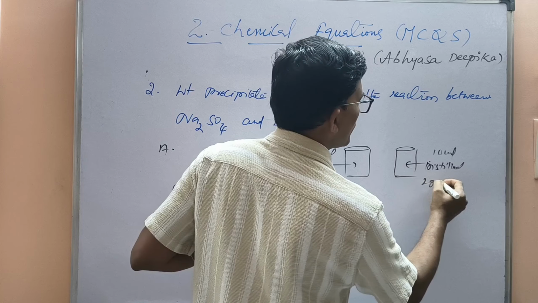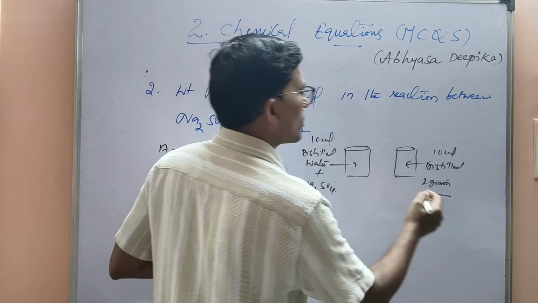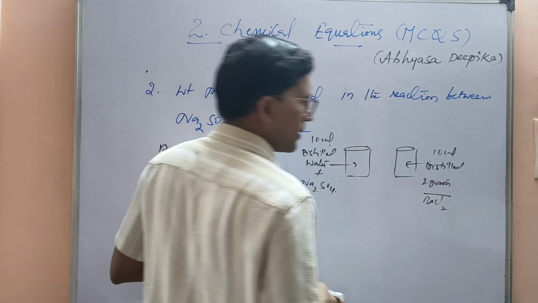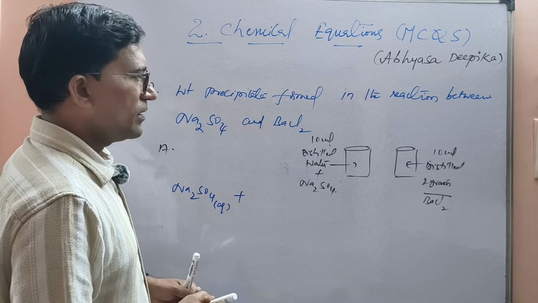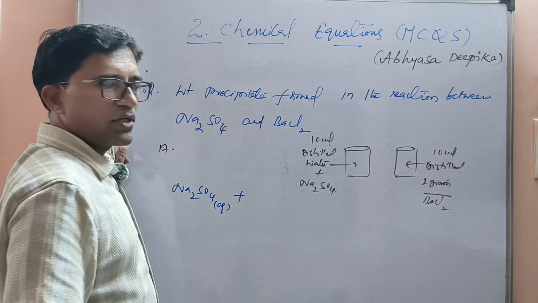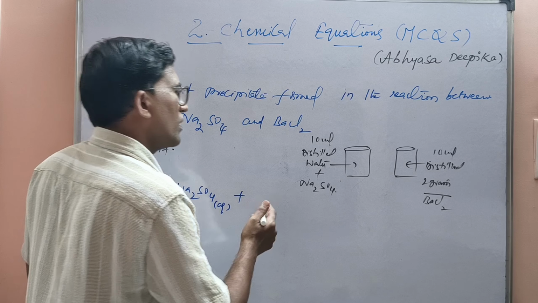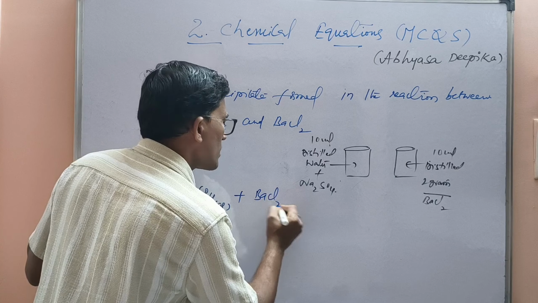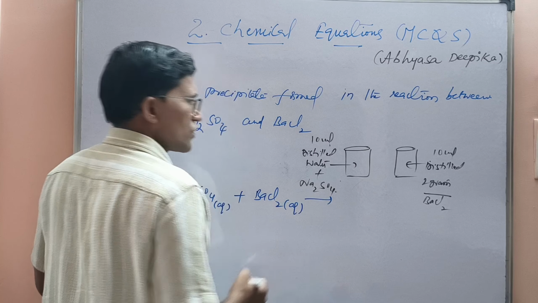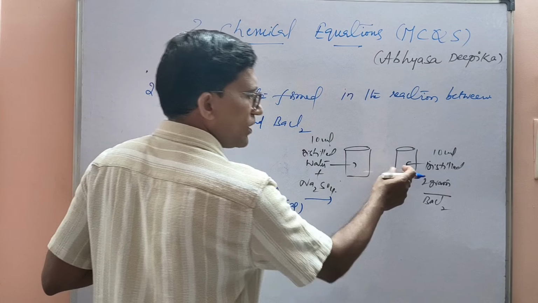To this I am going to add 2 grams or 1 gram of barium chloride salt. After adding barium chloride salt, it gets dissolved in the distilled water and forms an aqueous solution of barium chloride, BaCl2 aqueous.